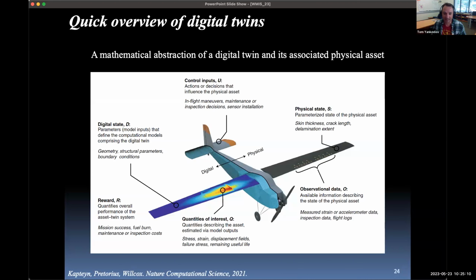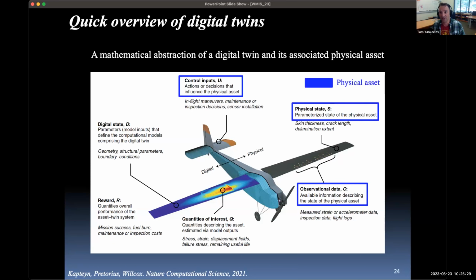So this is an effort that's led by Karen Wilcox, who's the director of our Institute for Computational Engineering and Science here at UT Austin. And she's an aeronautical engineer, so all of her examples come from planes and jets. All right, so this is a mathematical abstraction of a digital twin and its associated physical asset.